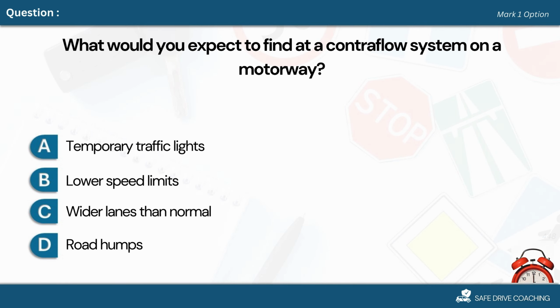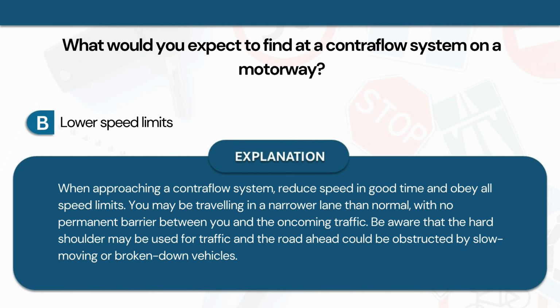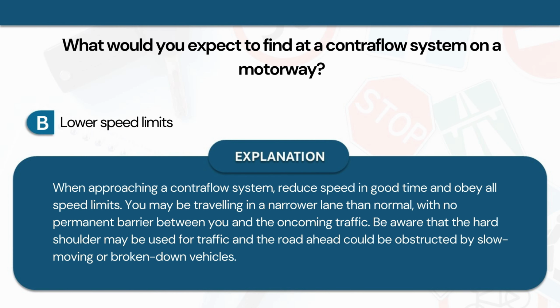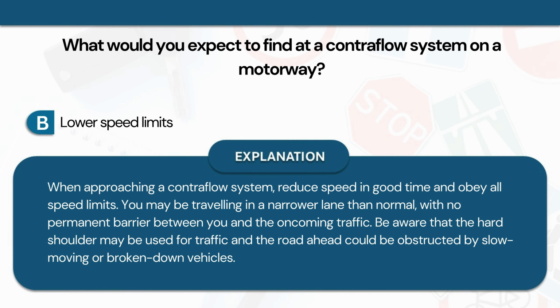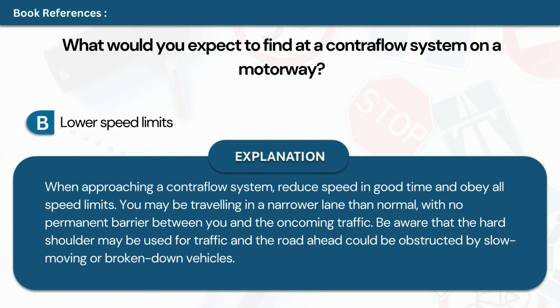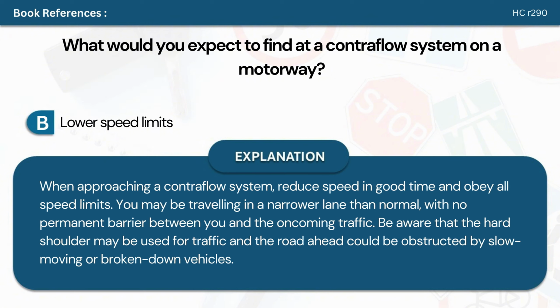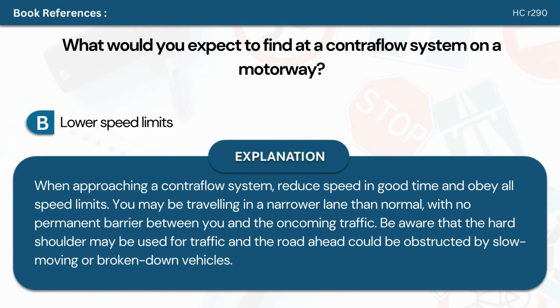The correct answer is B. Lower speed limits. When approaching a contraflow system, reduce speed in good time and obey all speed limits. You may be traveling in a narrower lane than normal, with no permanent barrier between you and the oncoming traffic. Be aware that the hard shoulder may be used for traffic, and the road ahead could be obstructed by slow-moving or broken-down vehicles.